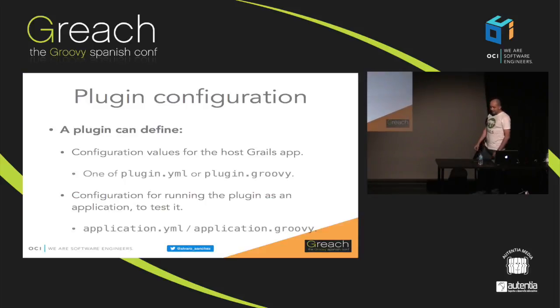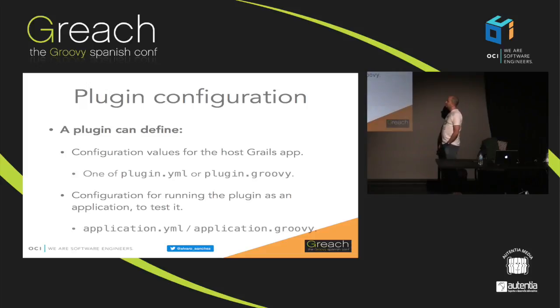So, some features or things you can do with plugins. Regarding configuration, a plugin can define configuration values you want to support for the Grails application that will use your plugin, right? How do you do that? You have two options. You can use plugin.yml or plugin.groovy. One of the two, but not both.